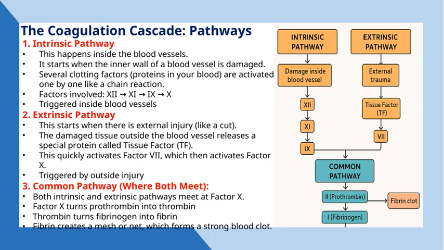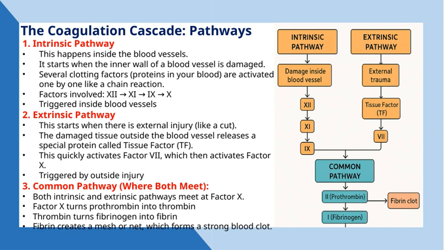Now, moving on to the extrinsic pathway. This one kicks in when there's external injury, like a cut on the skin. When the tissue outside the blood vessel is damaged, it releases a special protein called tissue factor, or TF. This protein quickly activates factor VII, which then activates factor X. This pathway is primarily triggered by outside injury, and it acts faster to initiate clot formation when needed.